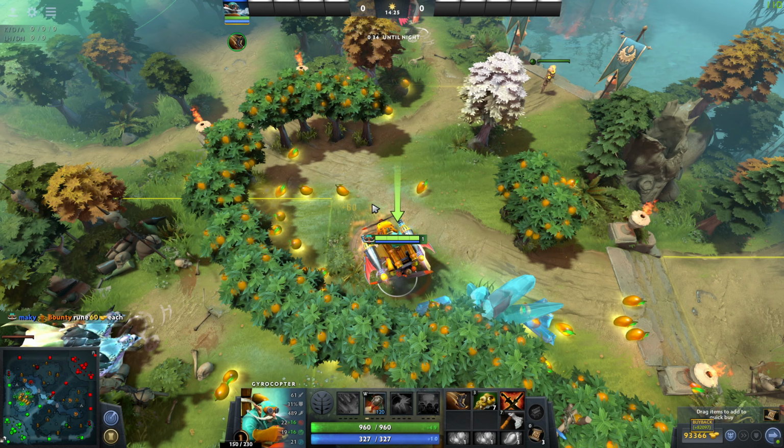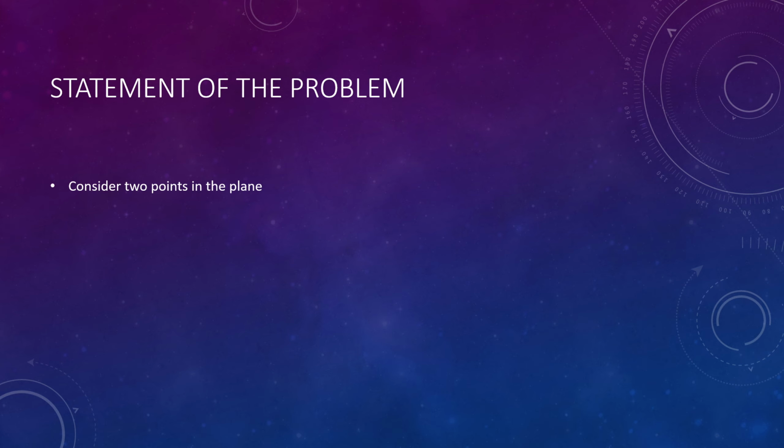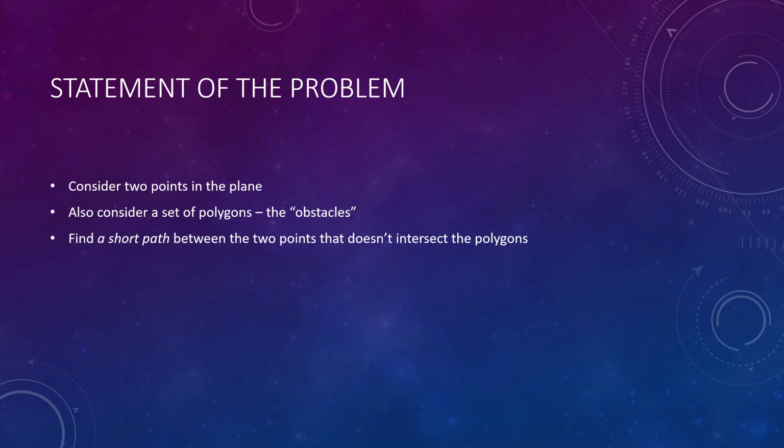So, what I want to talk to you today about is pathfinding. And how do we make this happen? Let's begin with the statement of the problem. Consider 2 points in a plane, and also consider a set of polygons, which represent the obstacles. What we want to find is a short path between the 2 points that doesn't intersect the polygons.